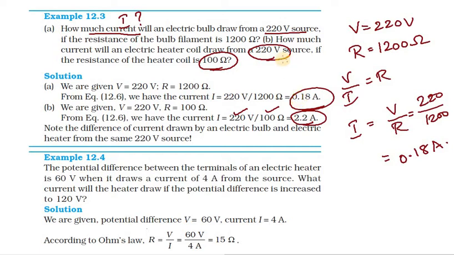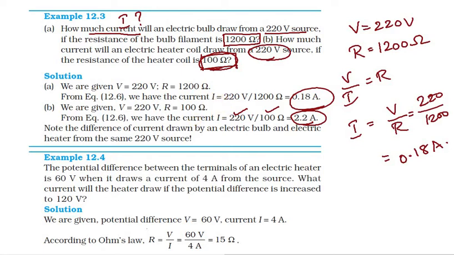So here, in this concept, you can get an idea of resistance. 1200 ohm is the resistance of the bulb filament, whereas 100 ohm is the resistance of the heater coil. So which has the greater resistance? The bulb filament. When the resistance is greater, current will be lesser. When the resistance is lesser, current drawn will be greater.